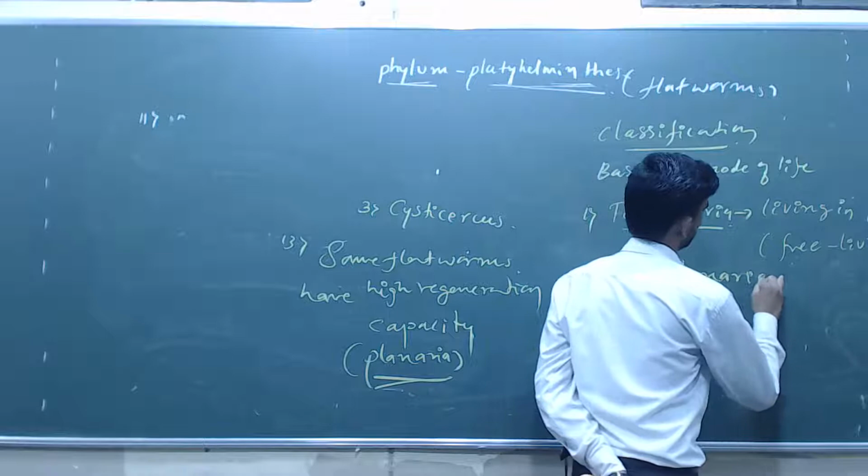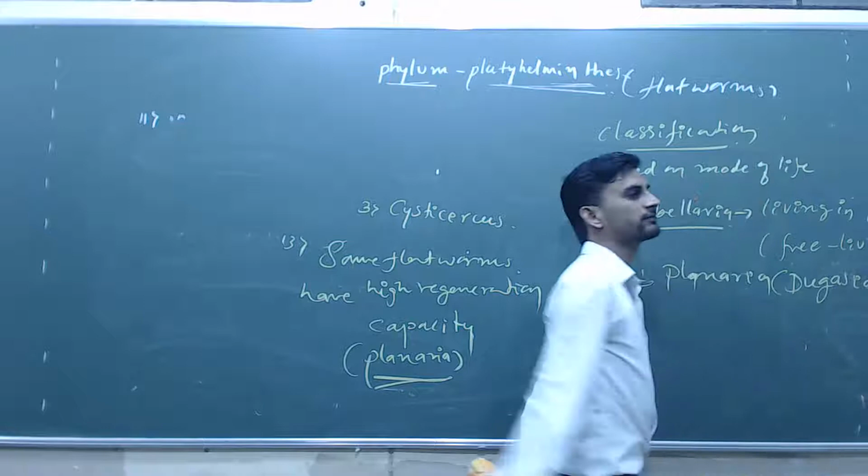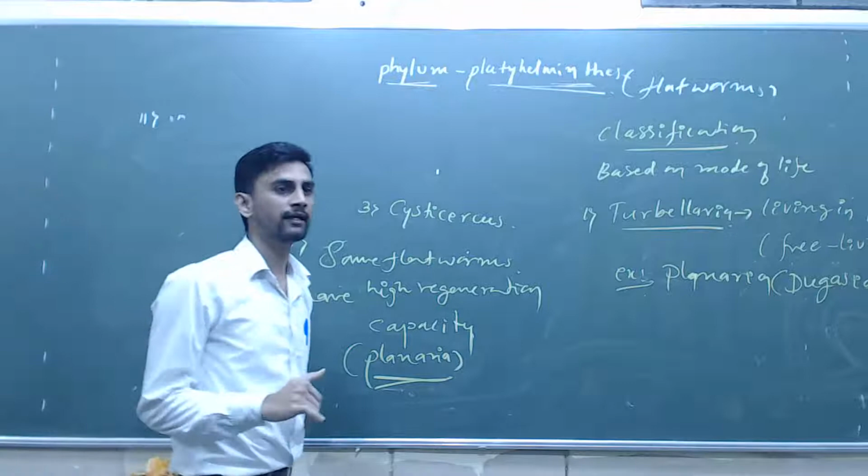P-L-A-N-A-R-I-A, planaria. Planaria is scientifically called Dugesia. Some names are like this only. Dugesia, planaria. Planaria, Dugesia. That's it.